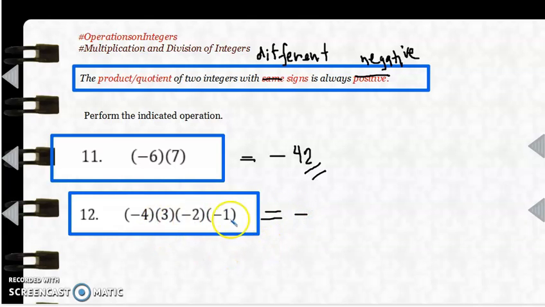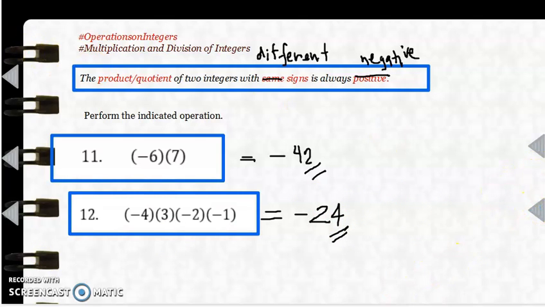If there is an even number of negative signs in the given factors, then the resulting sign will be positive. Then we now get the product of these numbers. So 4 and 3 is 12, multiplied by 2 is 24, then multiplied by 1 is still 24. Therefore, the product is negative 24. Okay? So let's now have the next one.